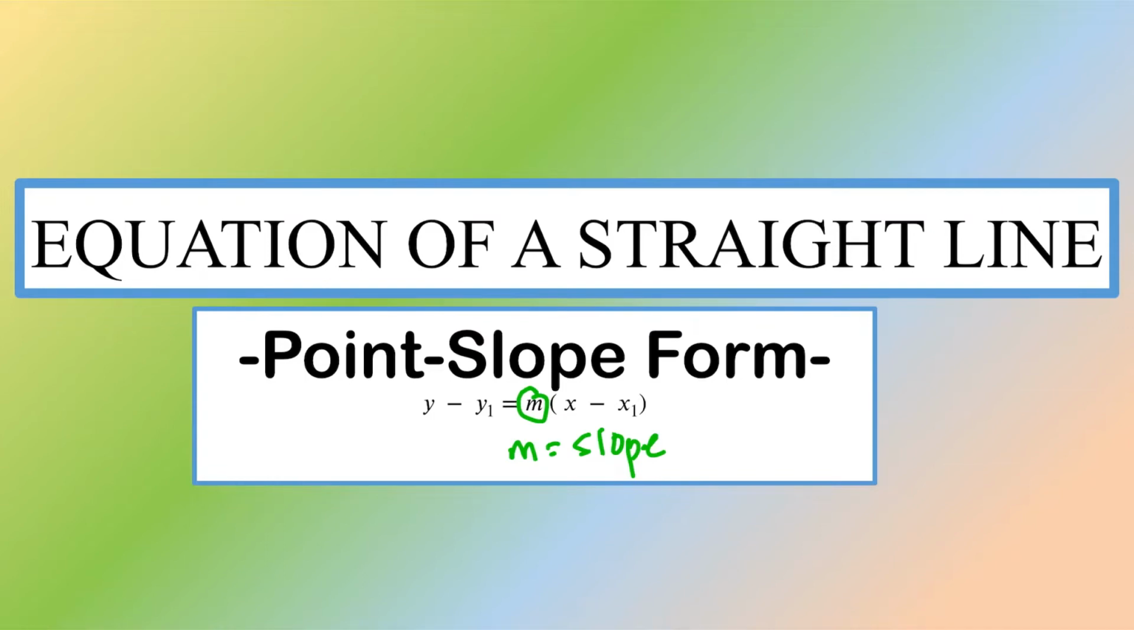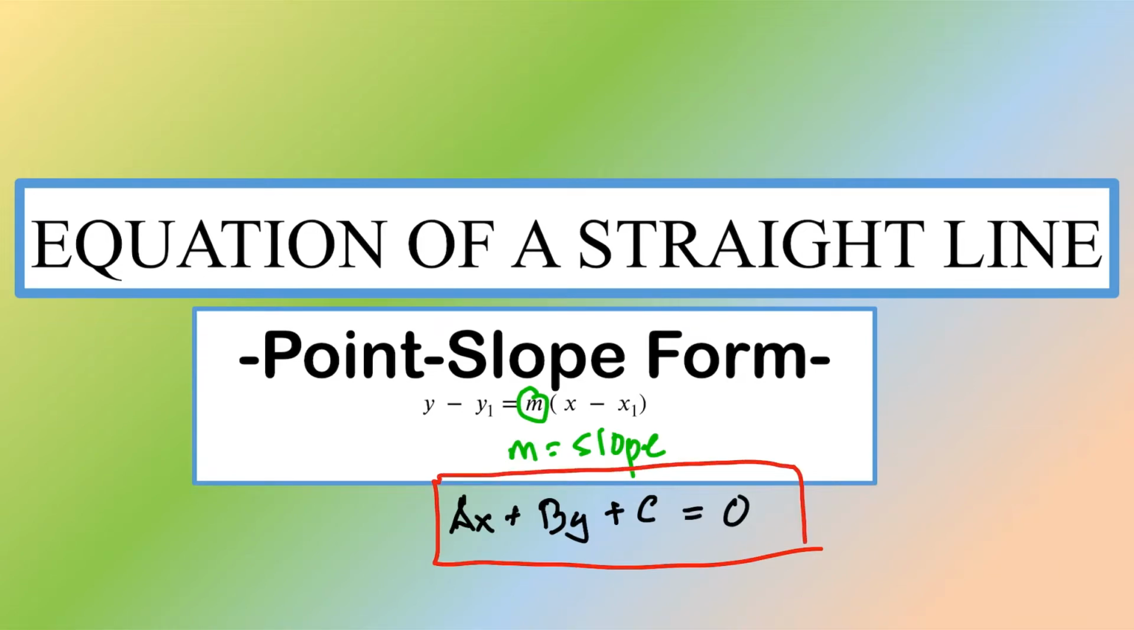Before we move forward, let us recall that the general form of the equation of a straight line is of the form ax plus by plus c equals 0. We are going to express the equation of a straight line in the general form. Now, to understand and appreciate this better, let's have the first example.